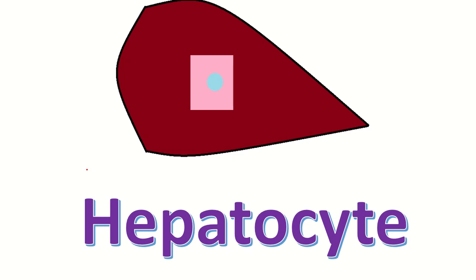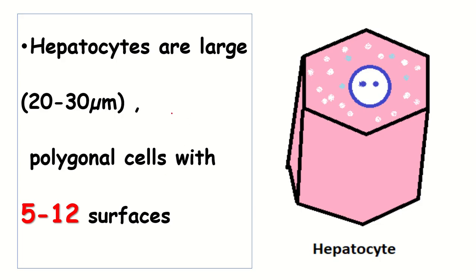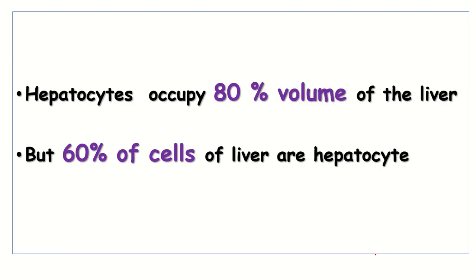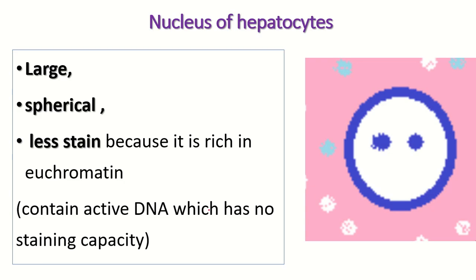In this video, I discuss a detailed description of the hepatocyte and some interesting facts and recent update information about hepatocytes. Hepatocytes are large cells, 20 to 30 micrometers in diameter, polygonal in shape, and they have 5 to 12 surfaces. These are all the surfaces of the hepatocytes. Hepatocytes occupy 80% of the volume of the liver, but 60% of the cells of the liver are hepatocytes.